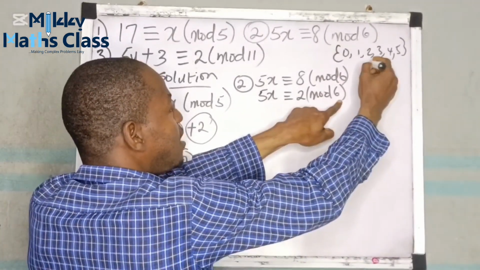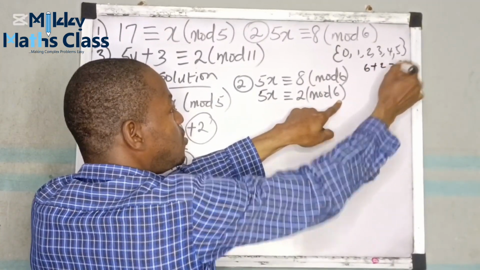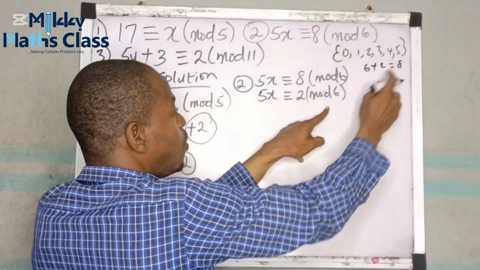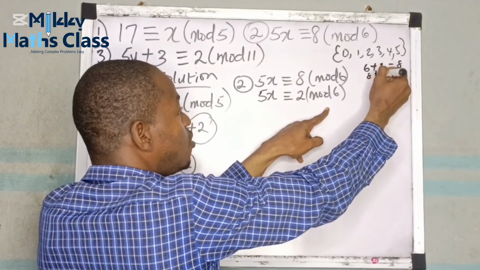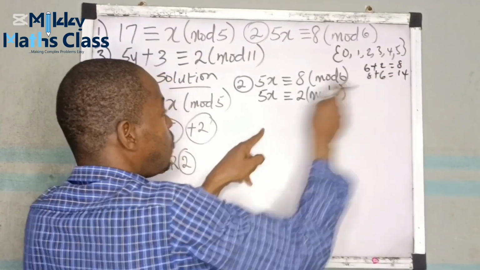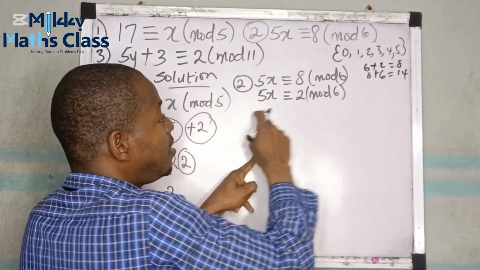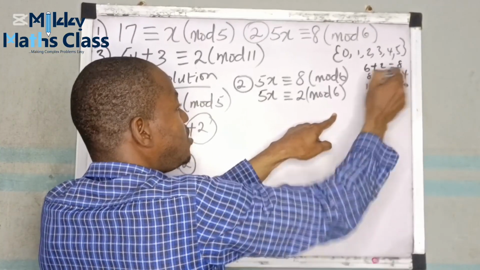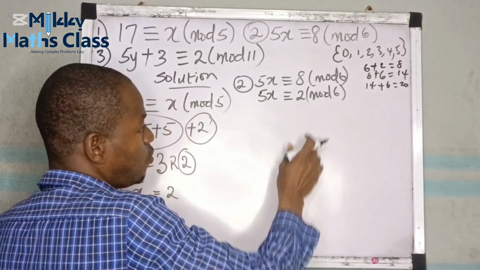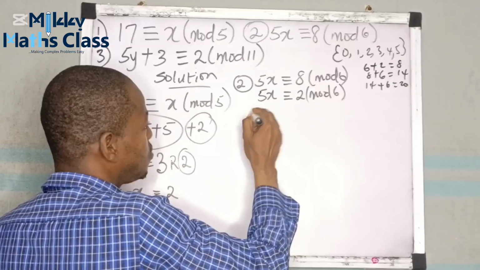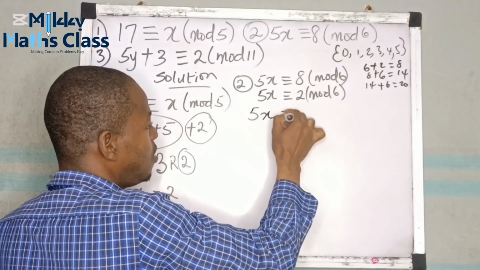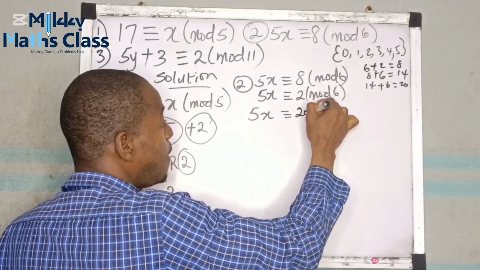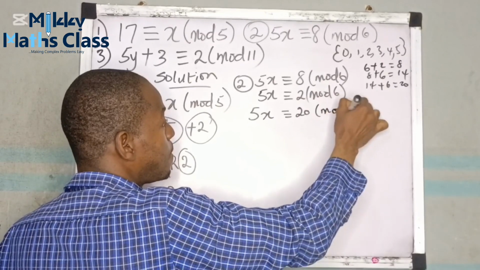See, add this like this: 6 plus 2, that's 8. 8 cannot be divided by 5 perfectly. I go again: 8 plus 6, that's 14. 14 cannot be divided by 5 without remainder. So I add again: 14 plus 6, that's 20. So we can replace this by 20. So this becomes 5x is equivalent to 20 mod 6.